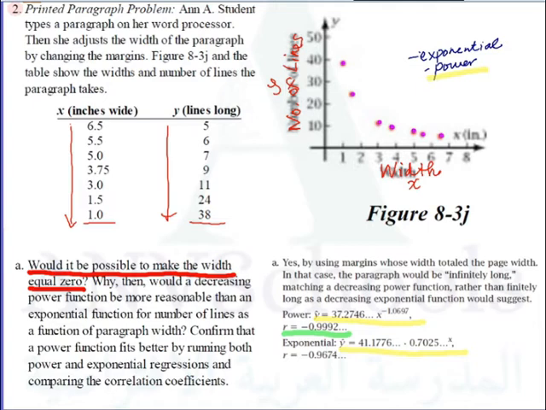Then, is it increasing? Why? Because we have less than 1 here, in between 0 and 1. So it is decreasing. But we have r is equal to negative 0.9674. So as you can see, the correlation coefficient of the power function is much greater than the correlation coefficient of the exponential function. Therefore, the power function fits perfectly the regression function for this scattered data.